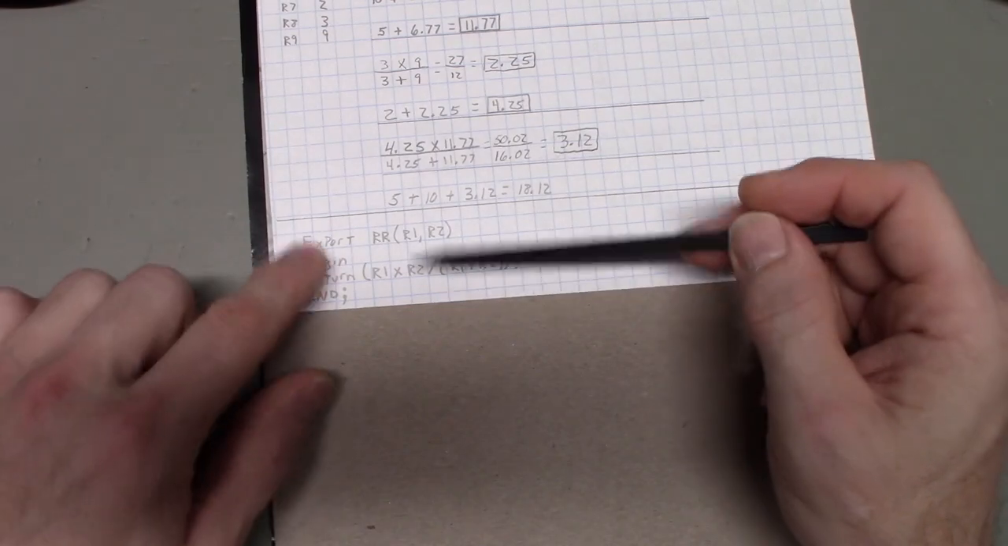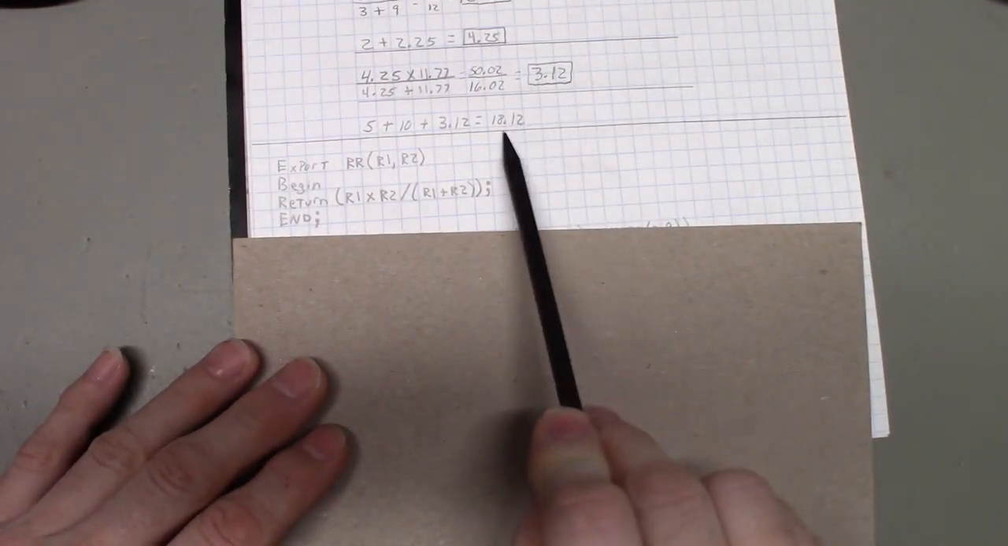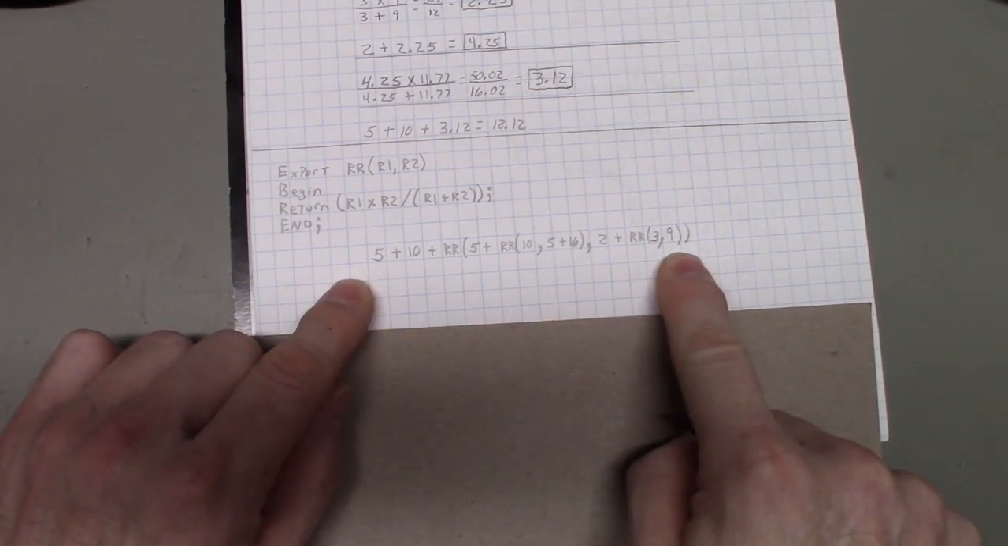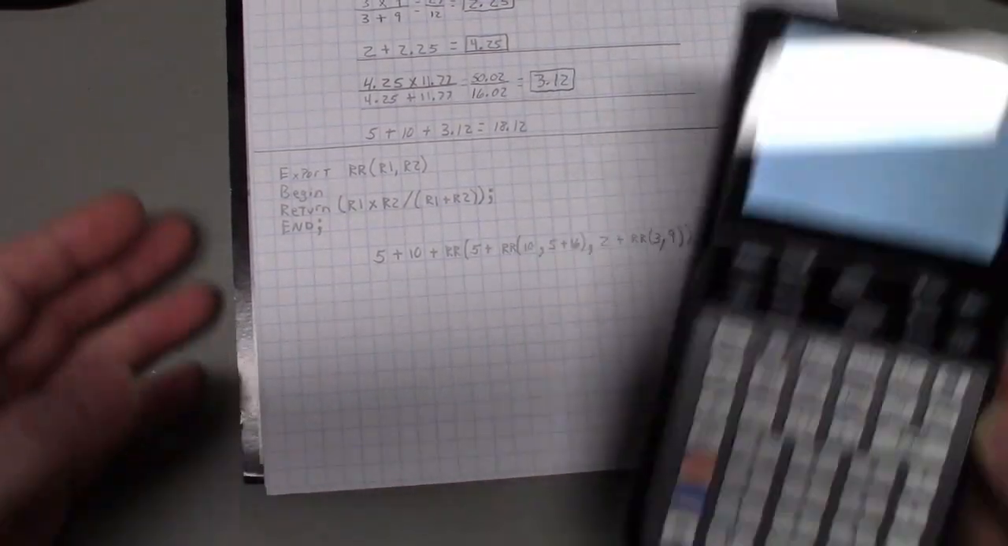That's it. With just that little formula, we can take all of this, and all we need to punch into the calculator to come up with that answer is that. Just one little line. That's all that needs to be punched in. And we'll just do that really quick.